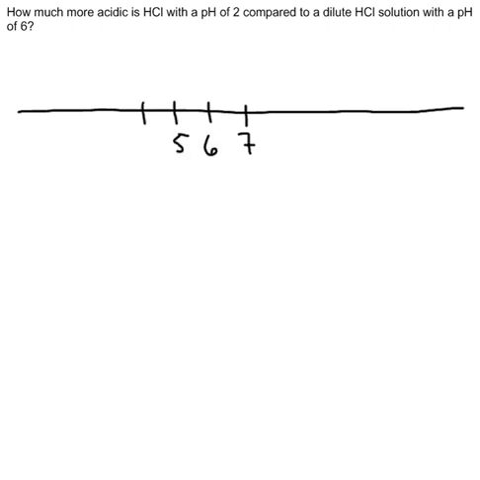How much more acidic is HCl with a pH of 2 compared to a dilute HCl solution with a pH of 6? So let's just review the pH scale here for a second. Recall that the middle, 7, is neutral, so neither acidic nor basic. And as you move down the pH scale, you get more and more acidic, or stronger and stronger acid. And as you move up the pH scale, you get less acidic and then more and more basic.